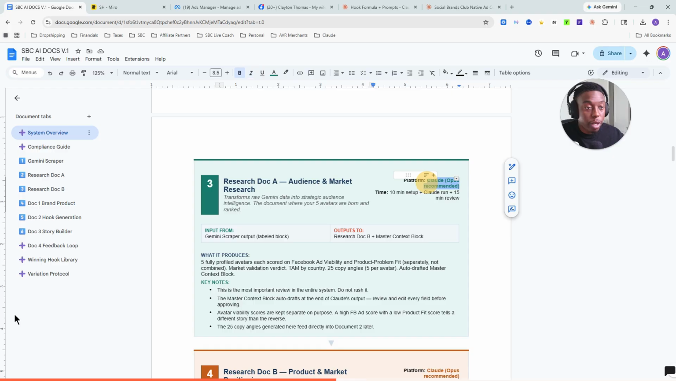So the recommended model to use within Claude will always be tagged here at the top right hand side. The estimated time is subjective. That's just an estimate, but relatively speaking, you're going to create a research doc. So at this point, you'll have 2 documents.